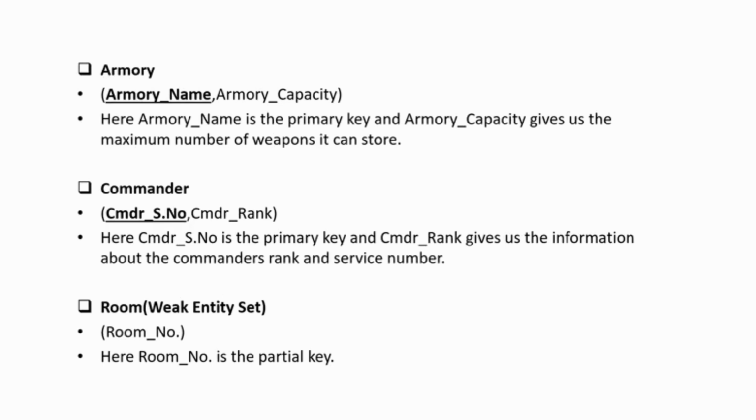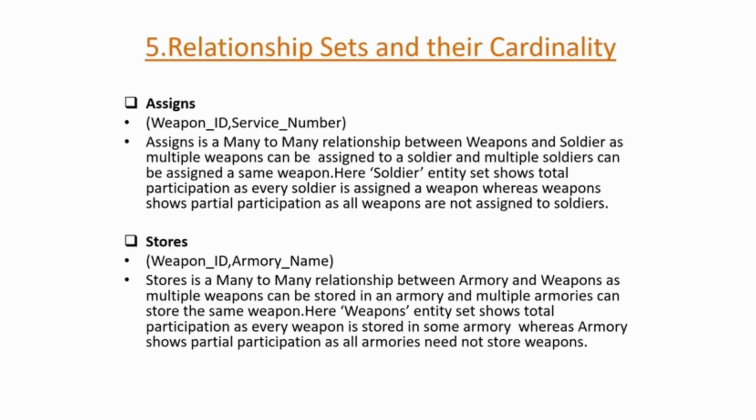Commander entity consists of commander serial number and commander rank. Here commander serial number is the primary key and commander rank gives us the information about the commander's rank and service number. Room entity is a weak entity set and therefore does not have a primary key of its own. Here room number is the partial key that is used to distinguish among all the entities lying inside the weak entity set. Now we come to relationship sets and their cardinality.